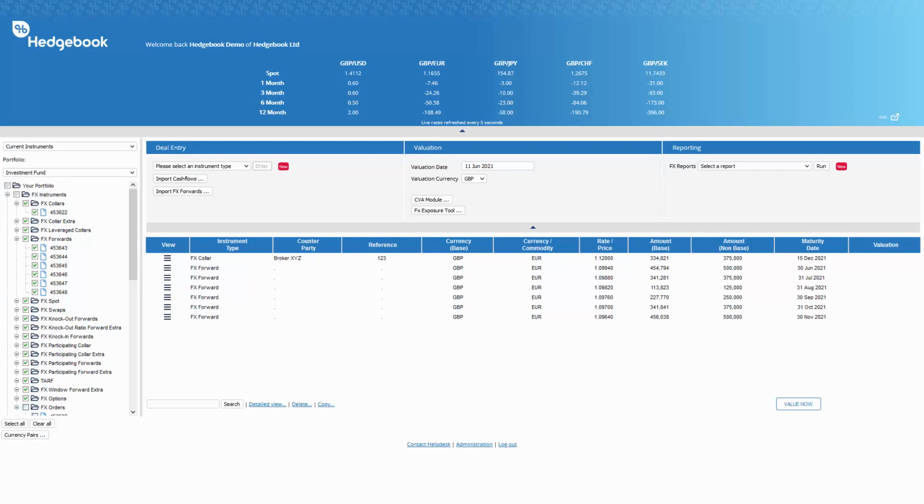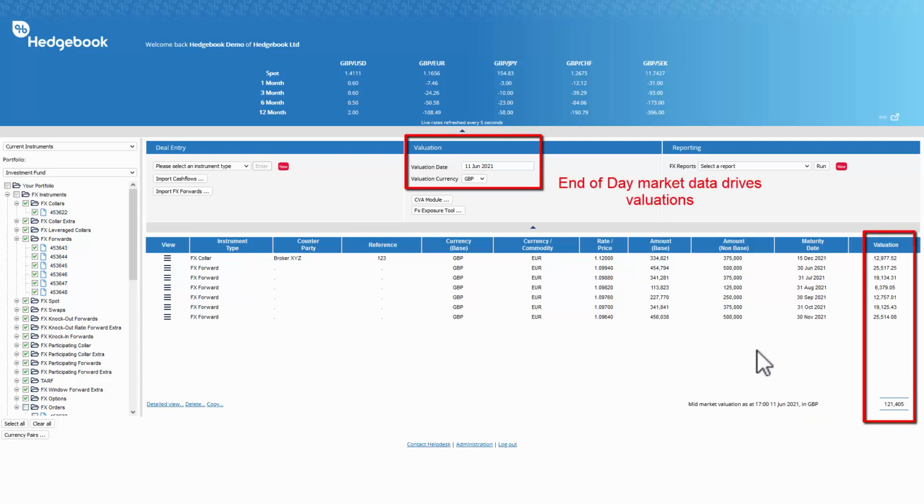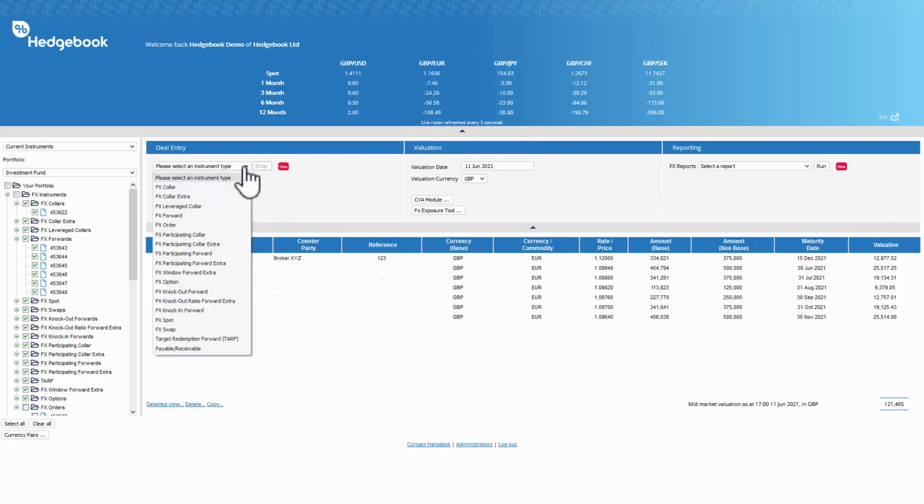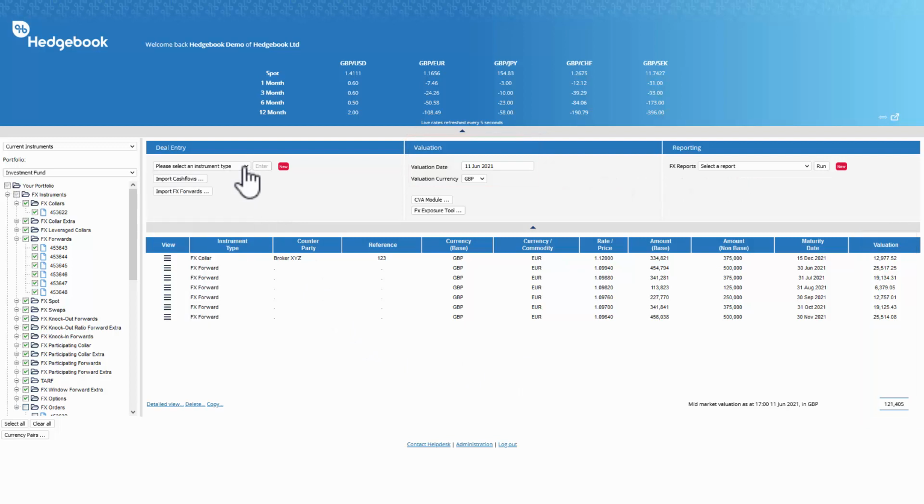While all companies are required to provide independent valuations of any outstanding financial instruments at the time of audit, many investment managers we work with also need to produce reports detailing valuations of their outstanding deals at the end of each month. Hedgebook counts BDO, Grant Thornton, and many other leading audit firms among our clients who use our system to validate the valuations they receive from their clients, so you can have confidence in the numbers.